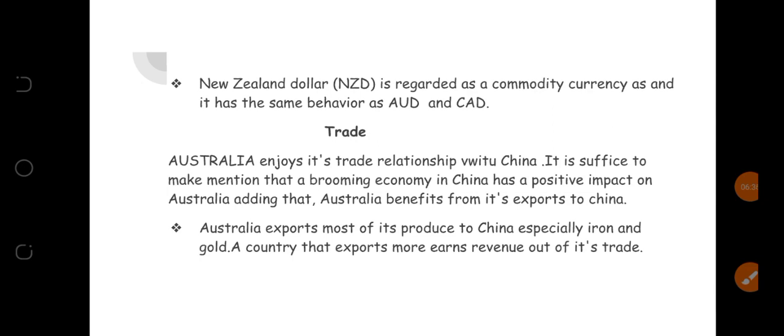And when it exports less, it earns less as well. The same thing happens when it is importing more. A country that is importing more is giving away money, and it will run low on money.